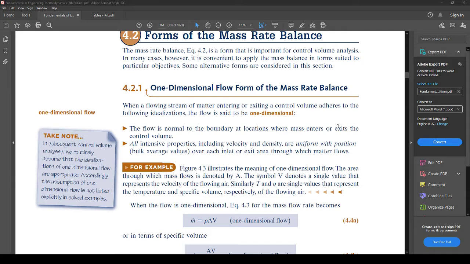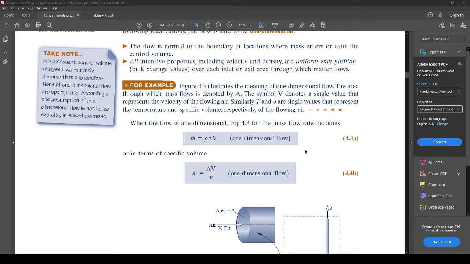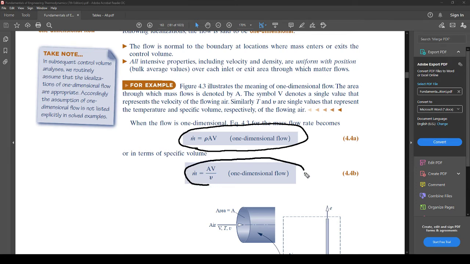All right, and that means it's one-dimensional. So right here, when the flow is one-dimensional, this equation becomes this. This is the first one I showed you, which is mass flow rate is equal to density times area times velocity. Then we have the next one, which is in terms of specific volume. They switched out density for specific volume like I did. So mass flow rate is equal to area times velocity over specific volume.